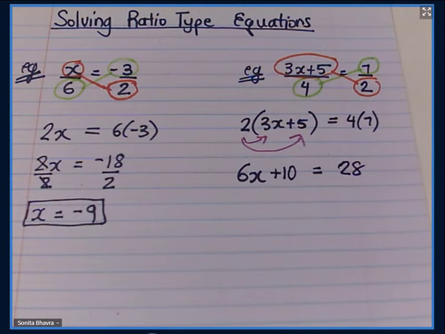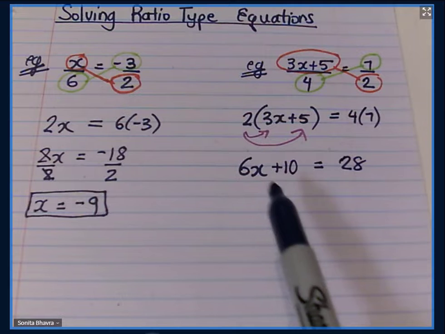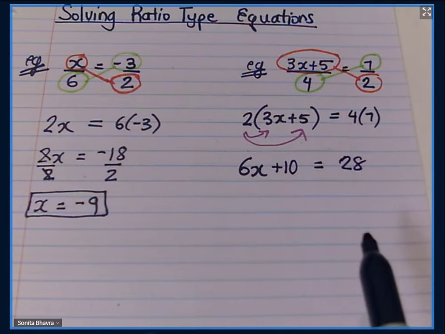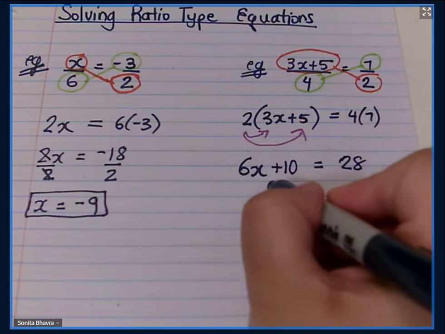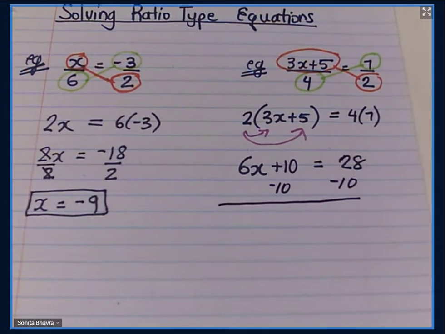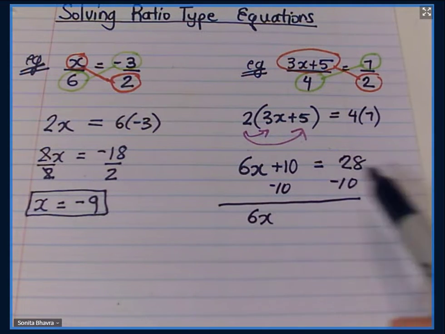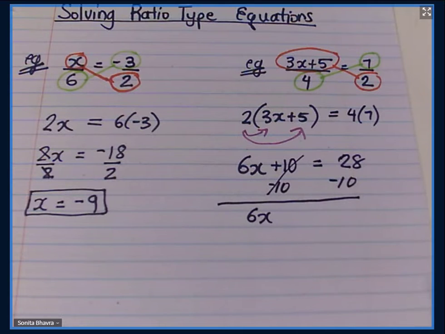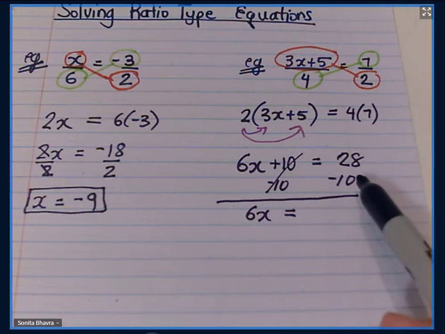Now it looks like a type 2 equation. We have 2 more steps left to solve for x. The first thing we always have to do is the opposite of addition and subtraction. Here we have plus 10, so the opposite of that is to subtract 10. On the left-hand side we are just left with 6x, since 10 minus 10 equals 0. The left-hand side is 6x, and it's equal to 28 minus 10, which is 18.